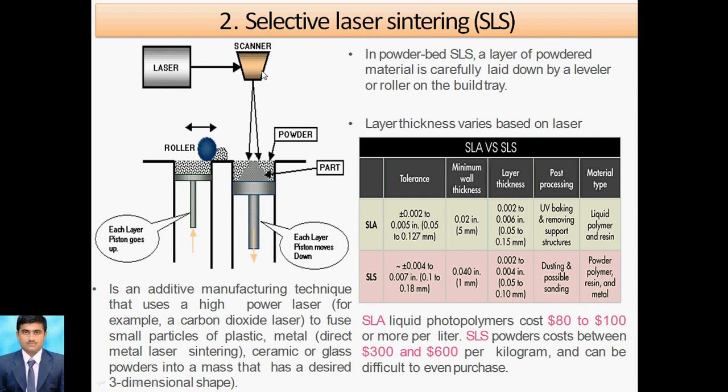So in that case the laser is important, and this resin is also important. So that's why we have to use different materials like ceramic, glass powders, then plastics, metals. So these are suitable for SLS. For SLA, the polymers cost about $80 to $100 or more per liter. SLS powders cost between $300 and $600 per kilogram, and can be difficult to even purchase. So this is called SLS.